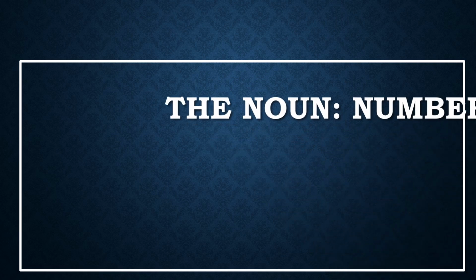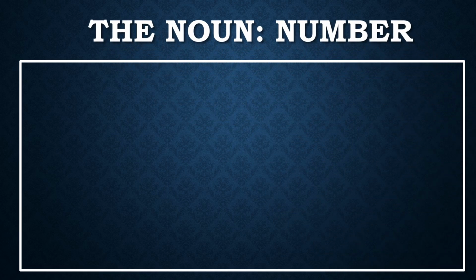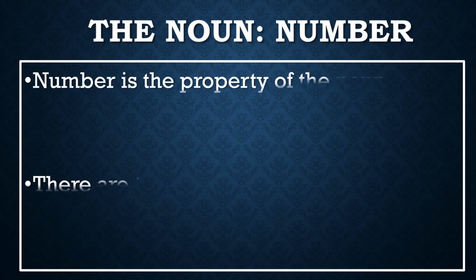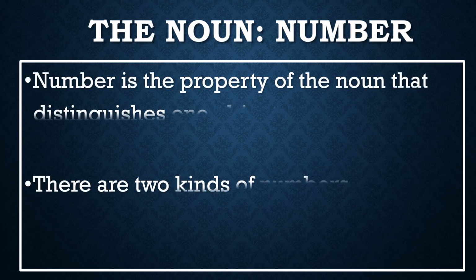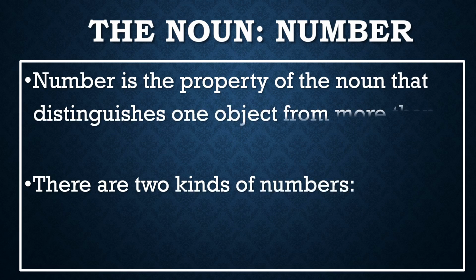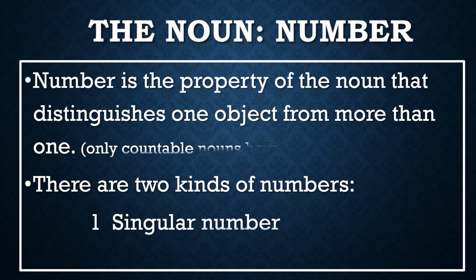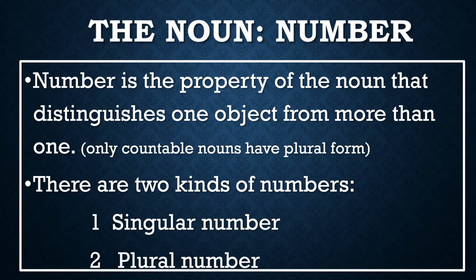Hello students, we have seen in the earlier chapter what is a noun and the types of nouns. Today we are going to see noun numbers. Number is the property of the noun that distinguishes one object from more than one. In English language there are two kinds of numbers, singular number and plural number.